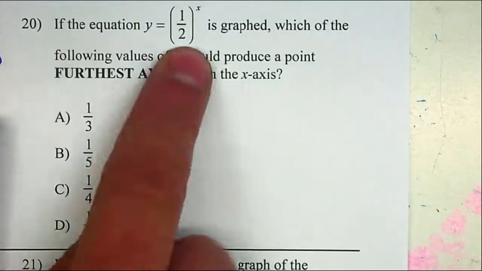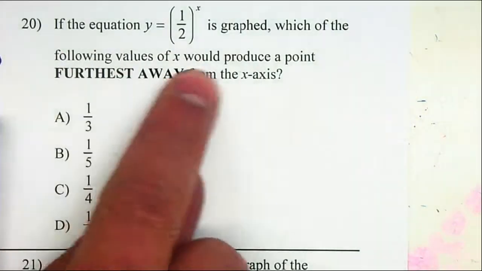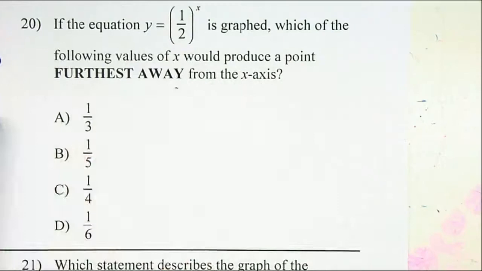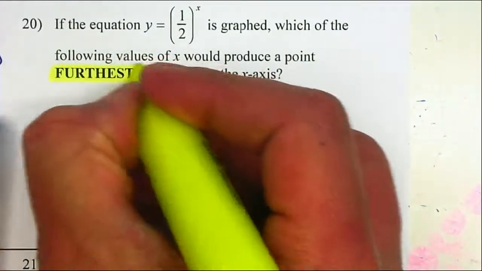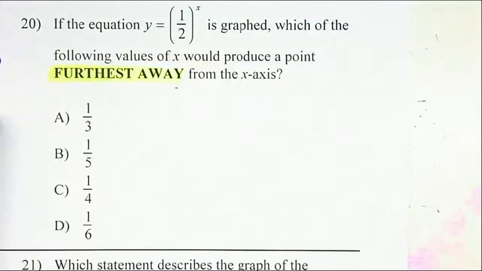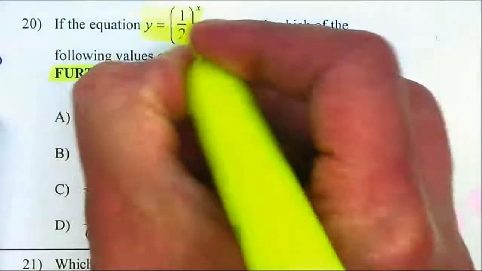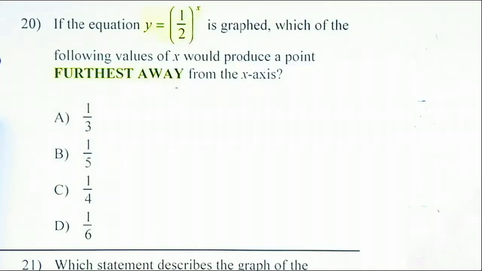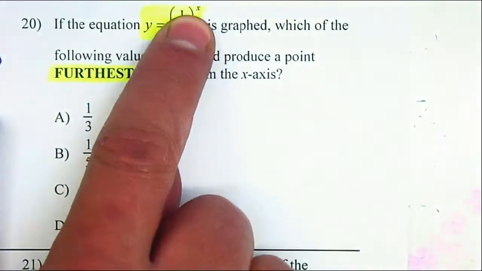If the equation is graphed, which of the following values of x will produce a point furthest away from the x-axis? We're looking for the one that's going to give us a point furthest away. They give you an equation, and first you need to decide, is this an exponential growth or an exponential decay? We know it's exponential growth or decay because the x is the exponent.